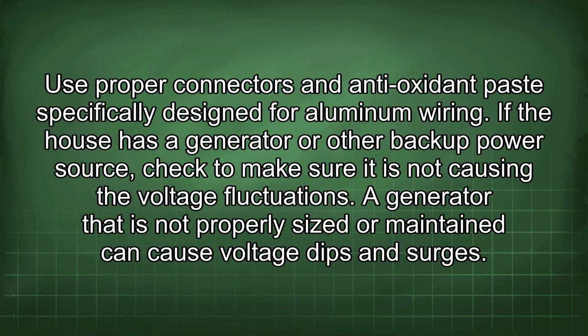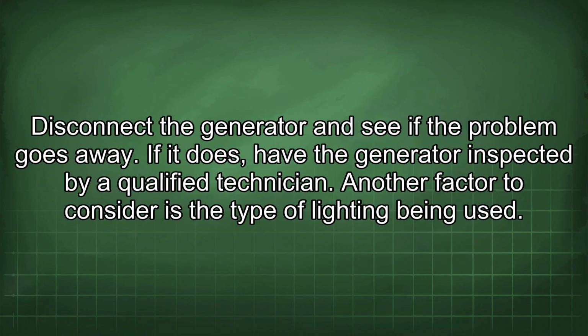If the house has a generator or other backup power source, check to make sure it is not causing the voltage fluctuations. A generator that is not properly sized or maintained can cause voltage dips and surges. Disconnect the generator and see if the problem goes away. If it does, have the generator inspected by a qualified technician.